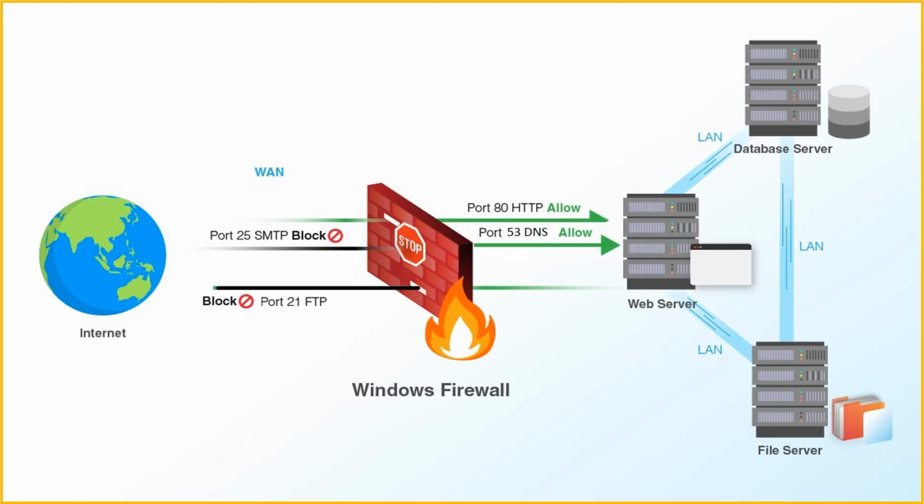So any incoming data that is using those ports can pass through the firewall, but also in this firewall, the rules have denied any data that is using port numbers 25 and 21. So any incoming data that is using those port numbers, the firewall will deny access and it won't get past the firewall. So in a nutshell, this is how a firewall basically works.